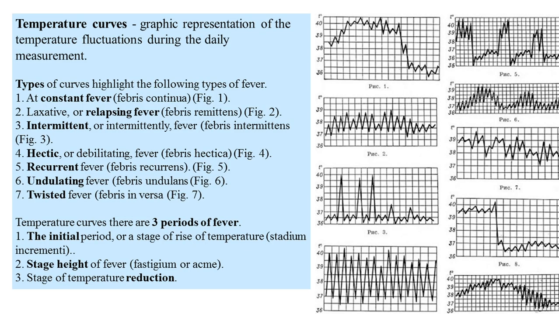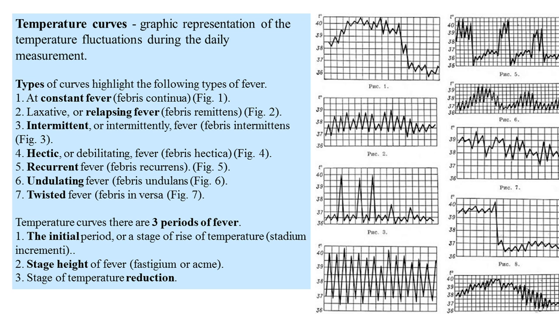Temperature curves. You have to measure the temperature of the patient in the morning and evening and make graphs or curves. This is a graphic representation of the temperature fluctuation during daily measurement. There are 7 types of temperature curves: constant fever, relapsing fever, intermittent fever, hectic, recurrent, undulating fever or undulance, and twisted fever.